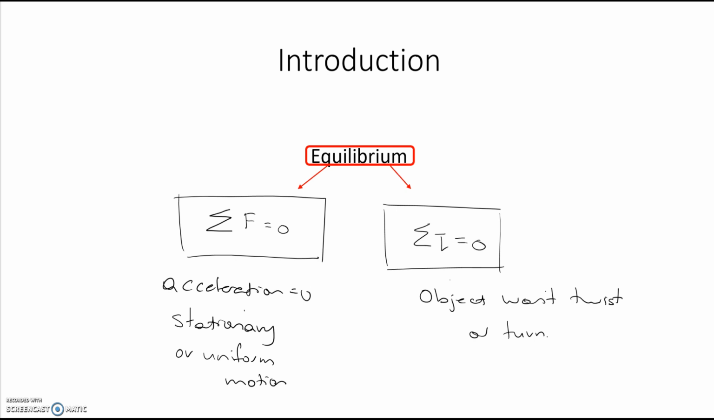Many everyday situations involve objects in equilibrium. For example, this is one that we're going to look at: a painter organising trestles and planks. He needs to have his system in equilibrium. An engineer working on the design of a bridge, they need to have that in equilibrium.